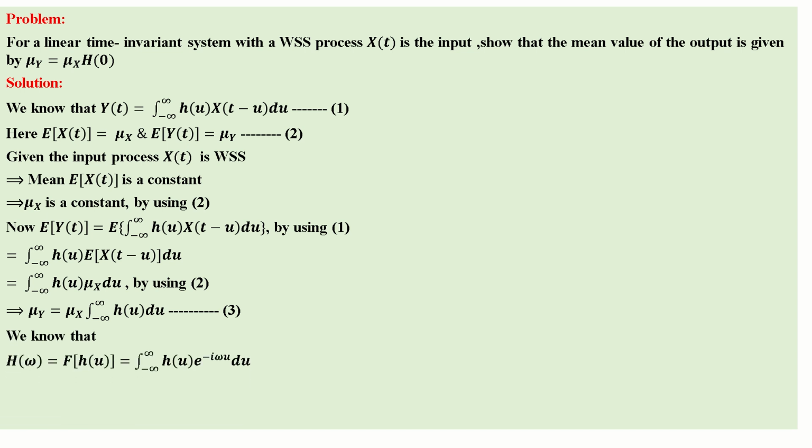We know that H of omega is the Fourier transform of small h of u, which is equal to the integral from minus infinity to plus infinity of h of u e power minus j omega u du. Therefore, H of 0, replacing omega by 0, is equal to the integral of h of u, putting omega equal to 0, so e power minus 0 du. E power minus 0 is 1, so you will get the integral from minus infinity to plus infinity of h of u du. That is equation number 4. Now comparing 3 and 4, you will get mu y is equal to mu x into H of 0. That's all.